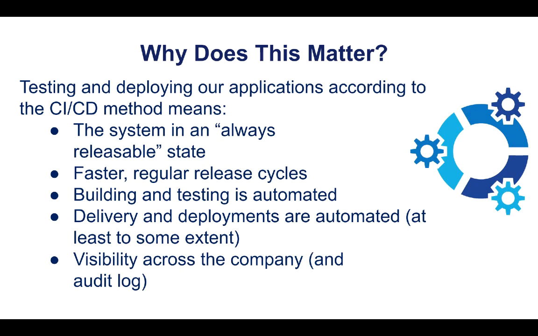So why does automating these steps matter? Firstly, it means that the system is always in a releasable state, and that gives us a lot of peace of mind and allows us to react to issues quickly. Having more regular and faster release cycles means that in a lot of cases code is being put out into production every day, or at least on a regular basis, and many small changes mean that the chances of breaking something, of doing something that interferes with another system, is reduced.